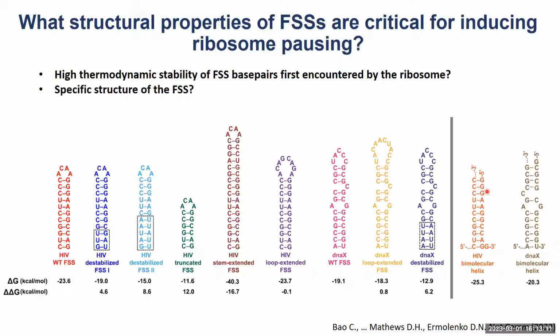And in addition, we made bimolecular helices. Essentially, we truncated the stem loops, cleaved them in the middle, and recreated the stem by annealing RNA oligos. So we have these loopless bimolecular helices.